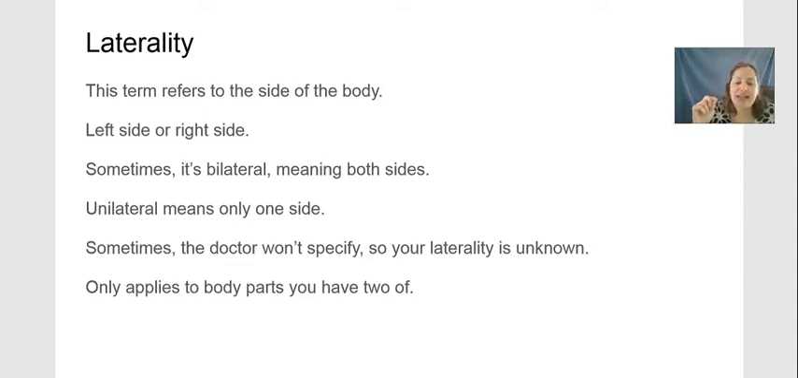So the fact that the doctor documented the left side of my nose is great documentation by the doctor, but it's not a piece we need when we're picking our codes. However, if we have two body parts, like our hands, we definitely need a left or a right choice.